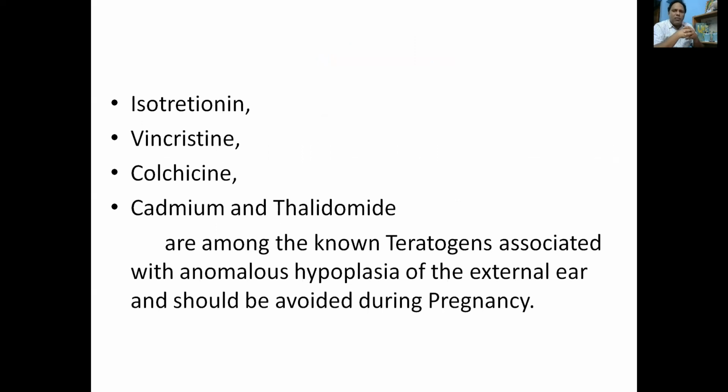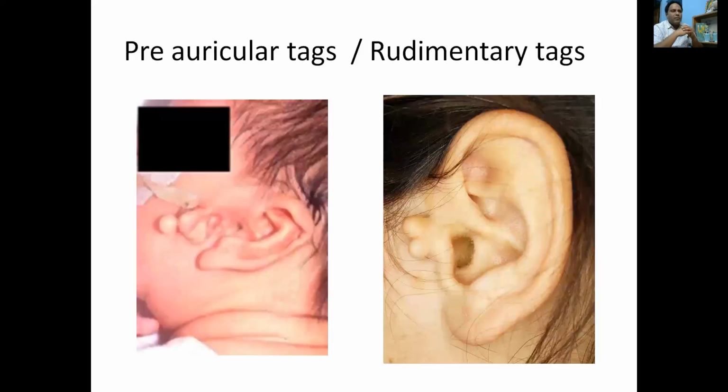Some drugs may be the cause of these congenital deformities. Among the teratogens associated with anomalous hypoplasia of the external ear, these drugs should be avoided during pregnancy: vincristine, colchicine, isotretinoin, cadmium, thalidomide. So all these drugs should be avoided.